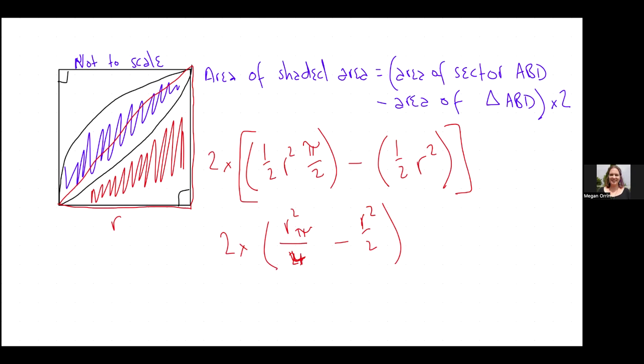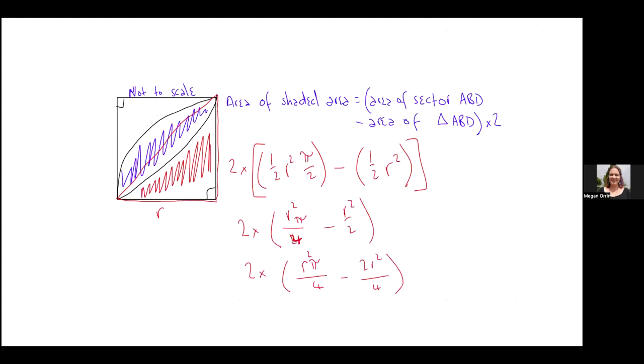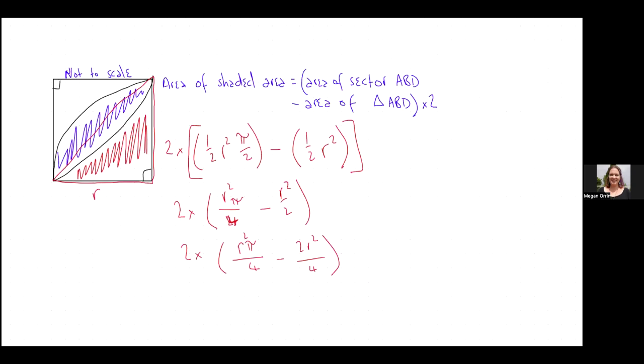Then I need to make the denominators the same. So pi r squared over 4 minus 2r squared over 4. Then I'm just condensing it all. I have r squared as a common factor in both of them. I do not have enough room to write this, so let's just move it over a little. I'm going to take out my common factor of r squared, so I've got 2r squared, and then pi over 4 minus 2 over 4.